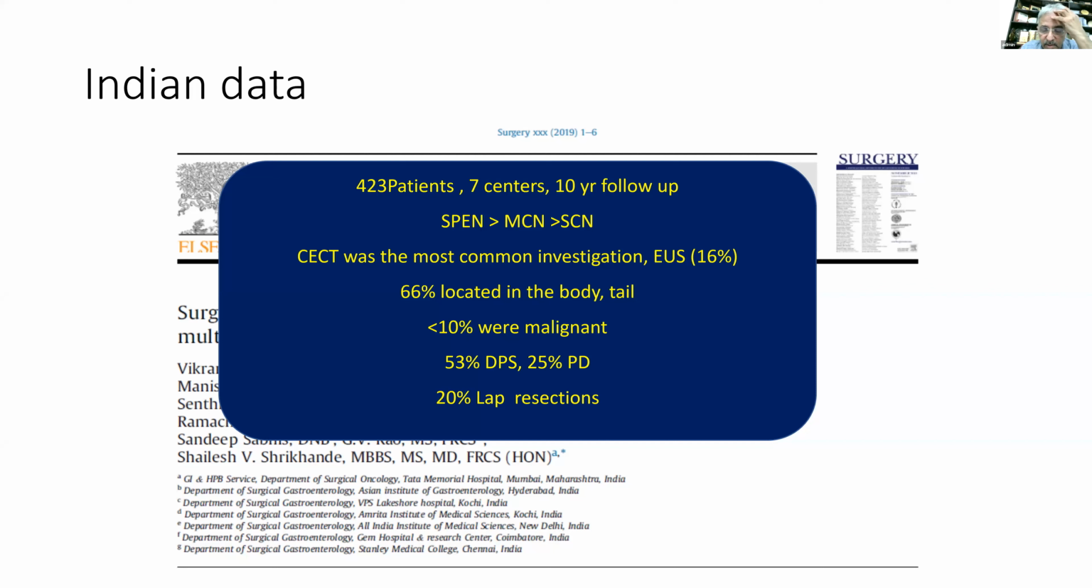A quarter underwent a Whipple. And again, the other surprising thing was that 20% only had laparoscopic resections, despite each of these centers having a lot of laparoscopic capability. So one just has to understand that the size and the type of lesions were such that they did not merit laparoscopic.